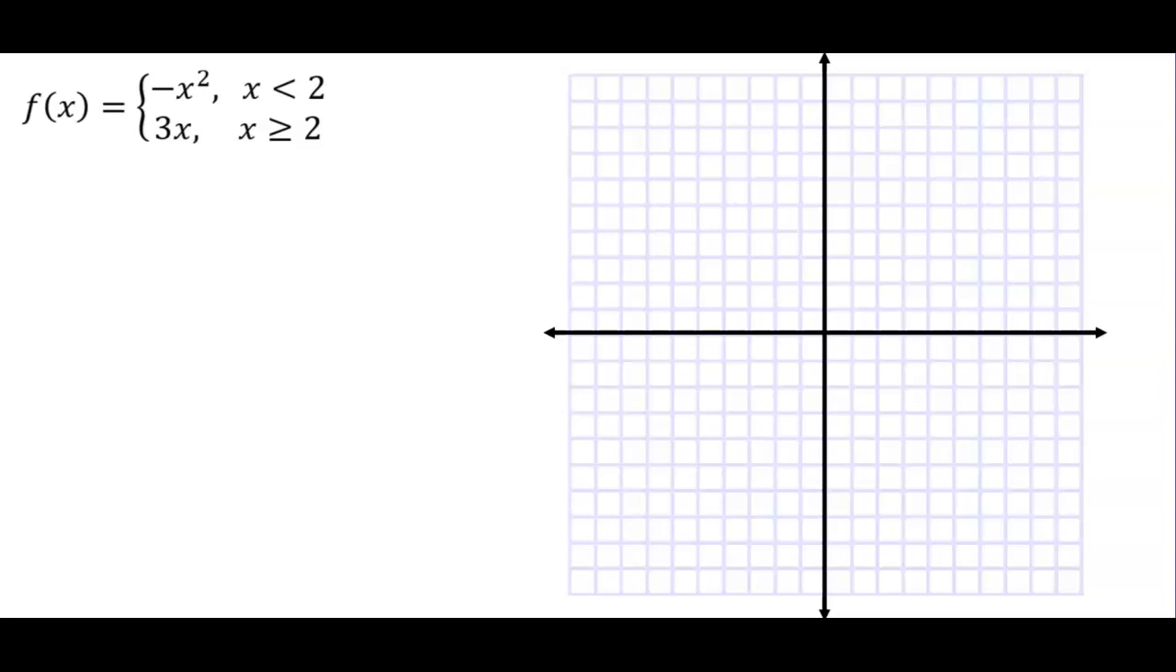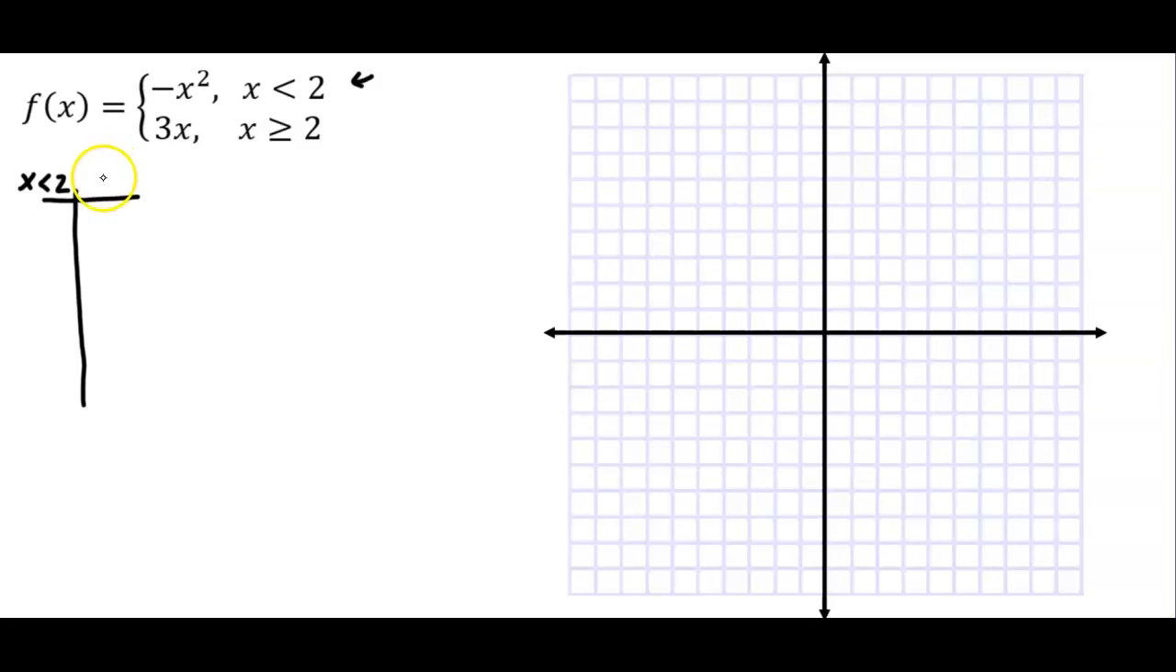So here we have an example of a piecewise function, and we're going to graph this piecewise function. So we're going to do it in two parts here. We're going to look at the top part, which is for x values, inputs, that are less than 2. So I'll make a little table of values here. Let's see. So yeah, x has to be less than 2.